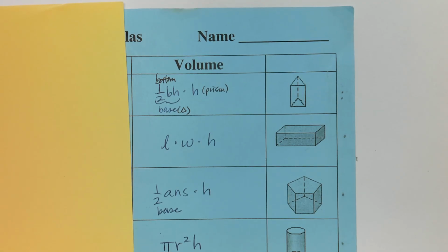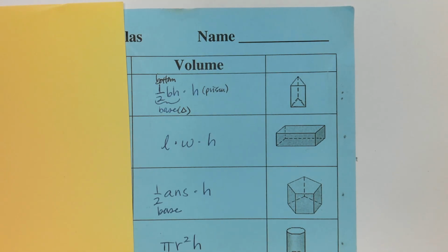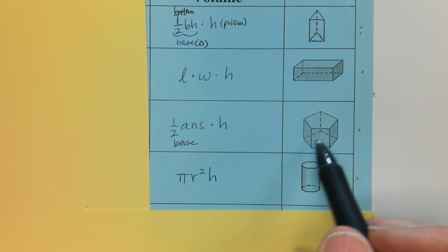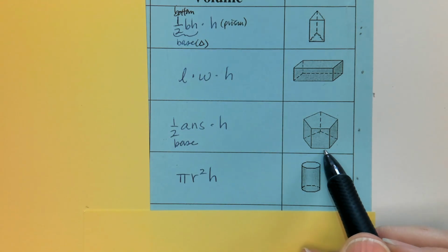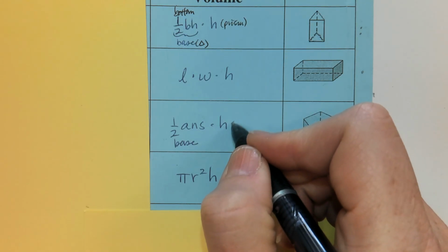The next one is a rectangular prism. That's just length times width times height. Very straightforward. So a length, a width, and a height, and just multiply them. Next up, we've got our like hexagon or pentagon type shapes. So we do the base, which is 1/2 ANS. That's the base, or the bottom, and then H is the height of the prism.